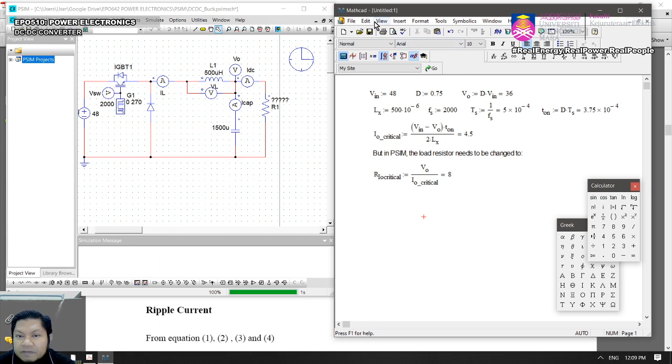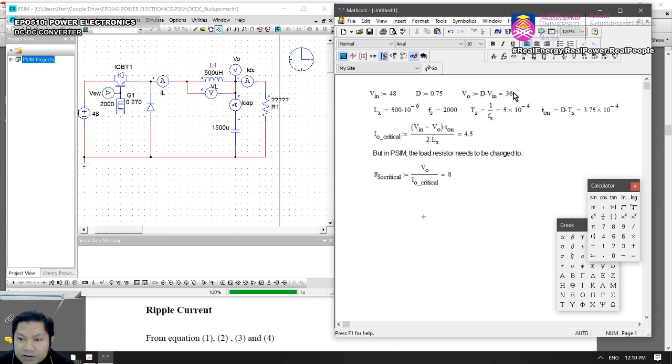It's very good to have MathCAD. Yes, you can also use Excel, but with MathCAD you can see the equations and how it's solved. So Ts equals 1 over Fs, which becomes 0.5 millisecond. Ton equals D multiplied by Ts, so it becomes 0.375 millisecond. And then from the notes just now, I critical equals V in minus V out.